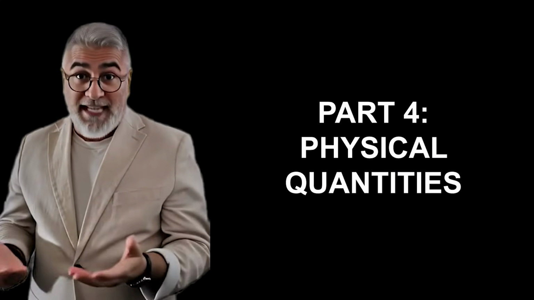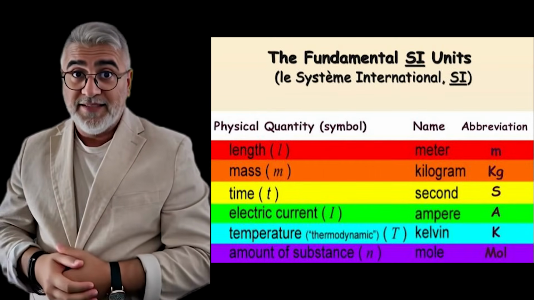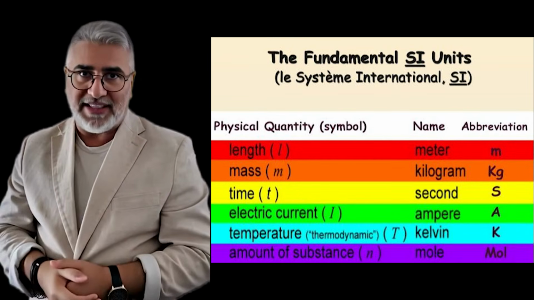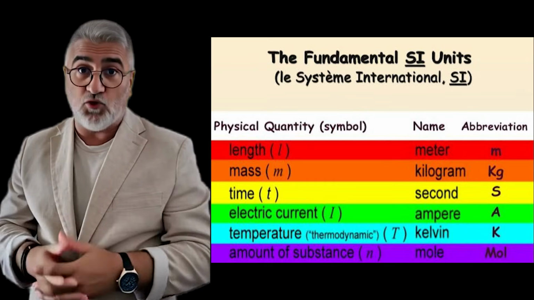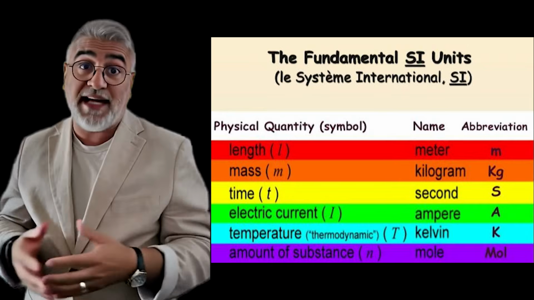A physical quantity is something we can measure. Length is a physical quantity. Mass is a physical quantity. Time is a physical quantity. Physics uses physical quantities to describe nature.